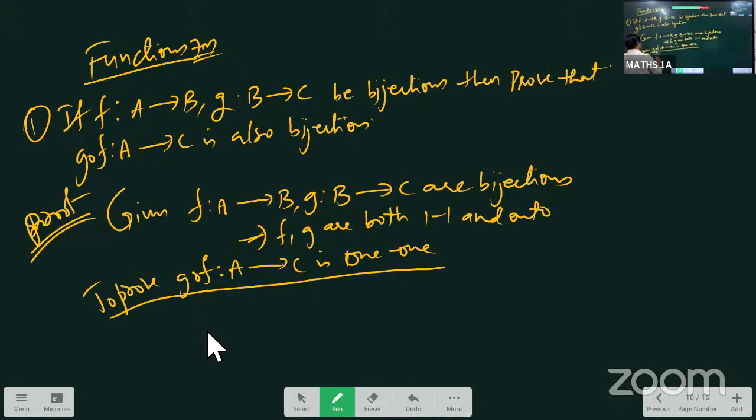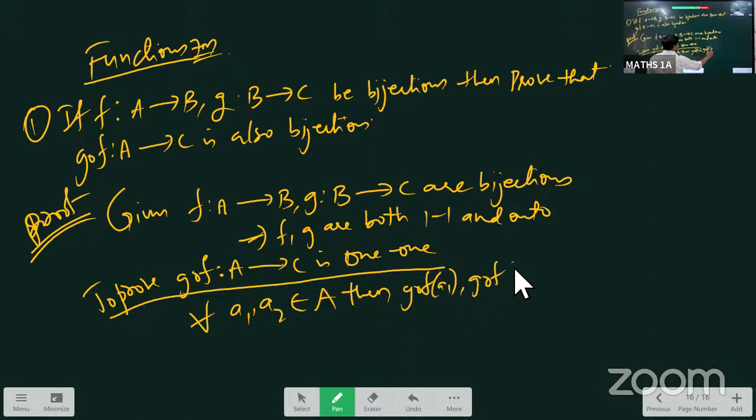To prove G circle F mapping from A to C is 1-1, for every A1 comma A2 belongs to A, then its images with respect to G circle F, that is G circle F of A1 comma G circle F of A2, belong to C, where A is your domain and C is your codomain, right? So A1 and A2 belong to the domain A. Then its images, always images with respect to the function G circle F, those are the images of A1, A2 belonging to C.